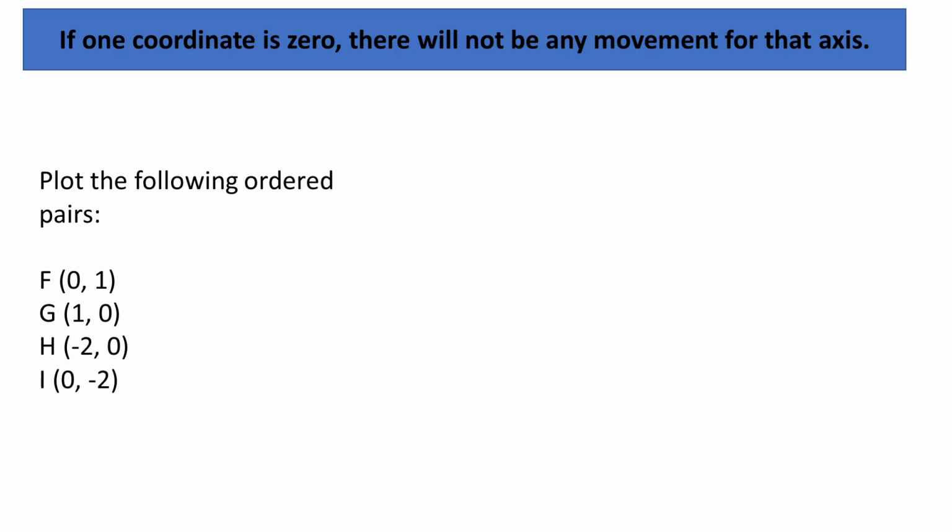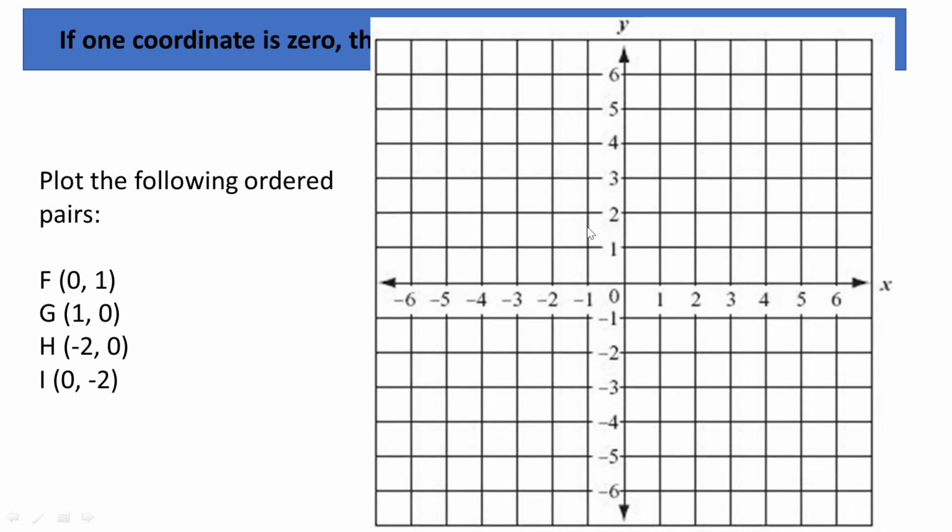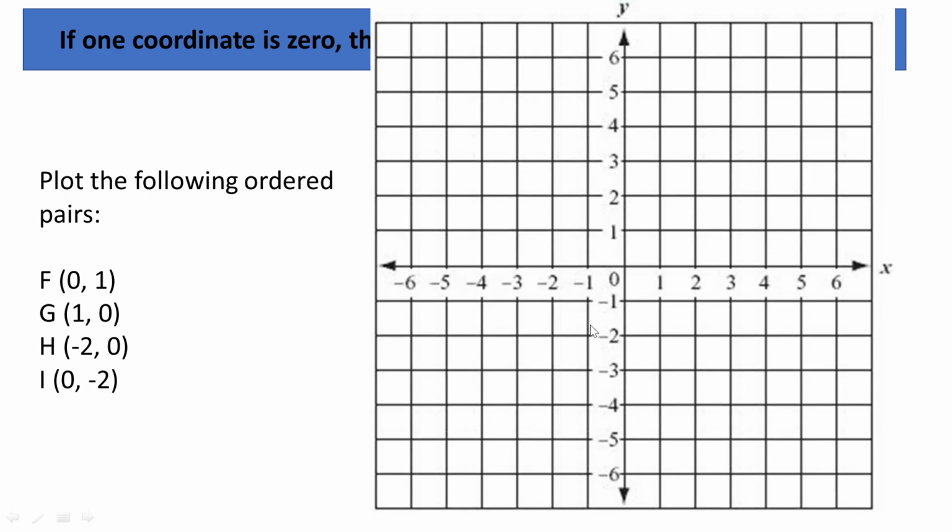So, plot the following ordered pairs. We have now the Cartesian plane. So, for our point F, as you can see, the x-coordinate is 0. So, ibig sabihin, no movement for the x-axis. Then, we have the y-coordinate of 1. So, the point is on the y-axis. So, we have point F.